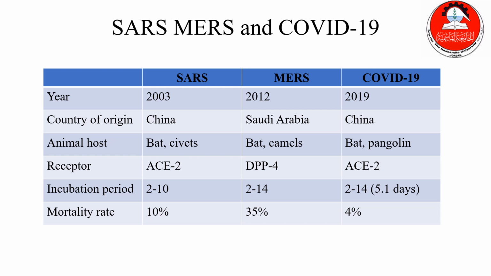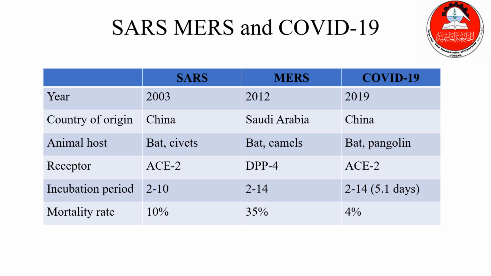And for the COVID-19, it started in bats, and at the beginning it was said that it was transmitted through the Chinese cobra, but they found that the pangolin or the anteater is the animal from which the virus jumped to infect humans. The SARS and the COVID-19 have the same receptor, which is the angiotensin converting enzyme 2, and the MERS has the DPP4 as a receptor.